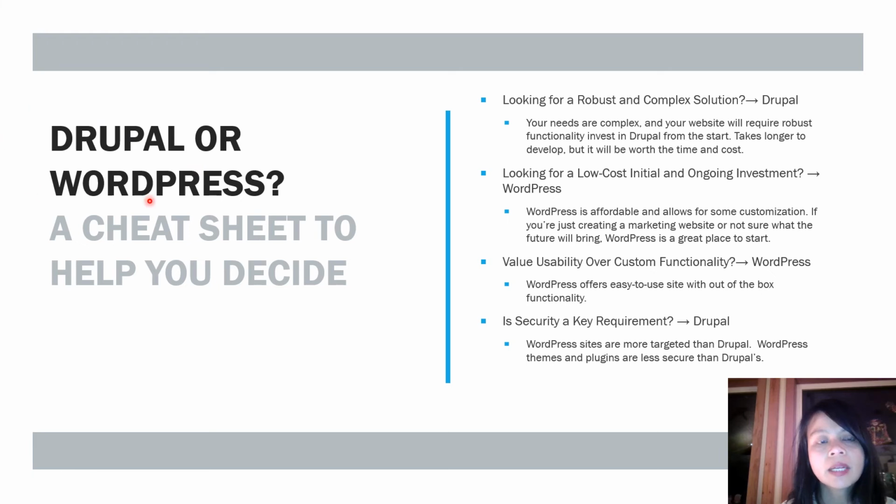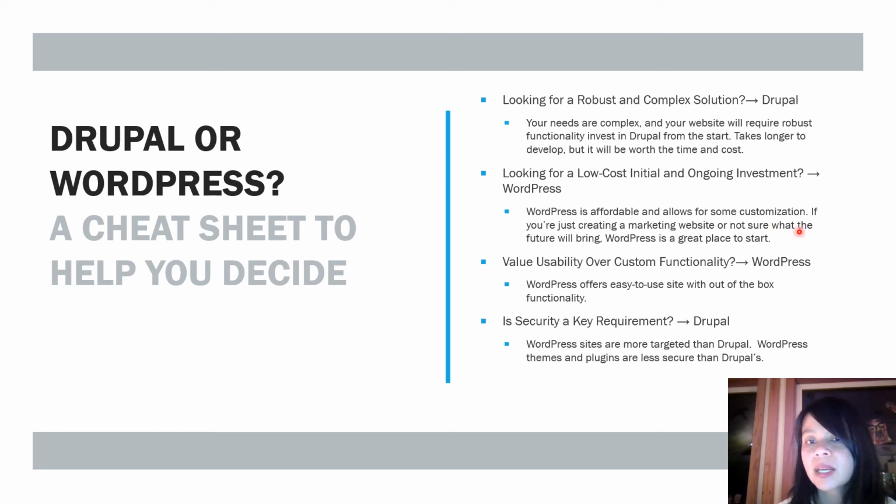All right, so again, the question is, which one do I pick, Drupal or WordPress? Here's a cheat sheet to help you decide quickly. Are you looking for a robust and complex solution? If yes, then pick Drupal. If your needs are complex and your website requires robust functionality, then use Drupal from the start. It takes longer to develop, but it will be worth the time, the effort and the cost. But if you're looking for a low-cost initial and ongoing investment, then use WordPress. WordPress is affordable and allows for some customization.